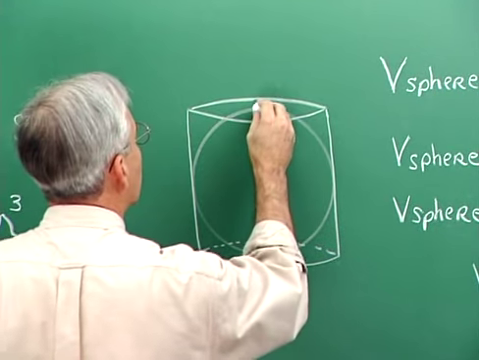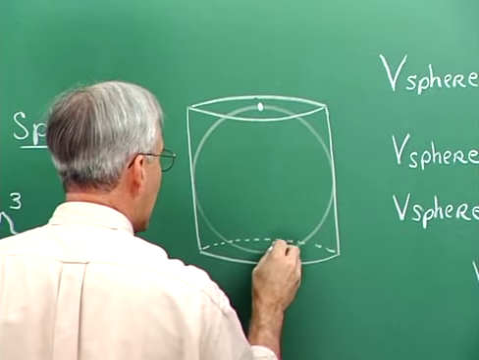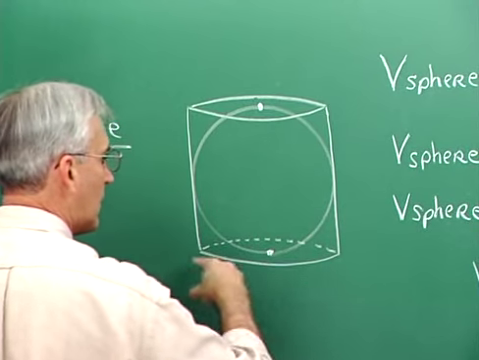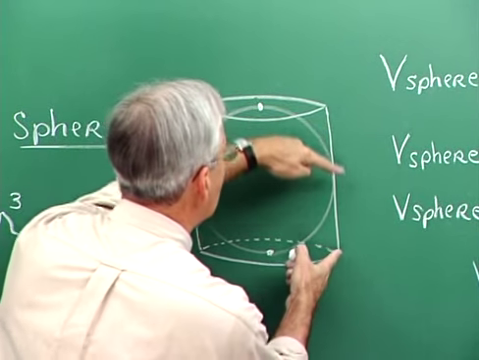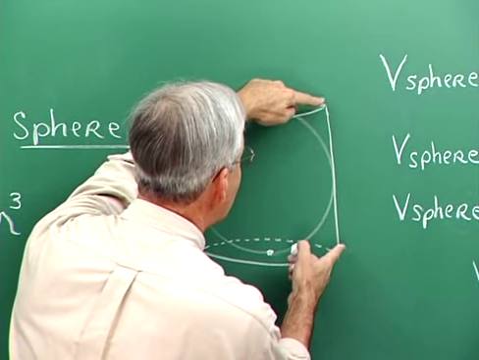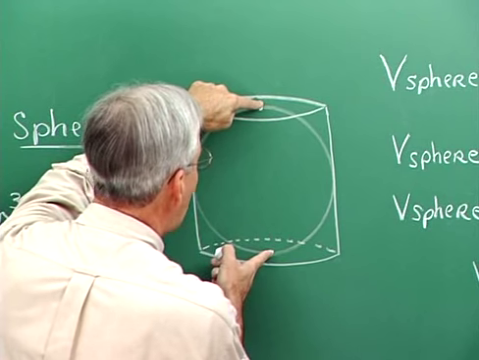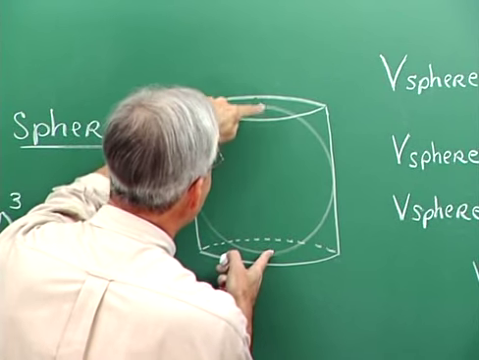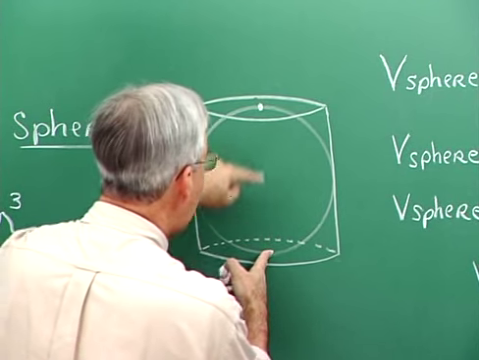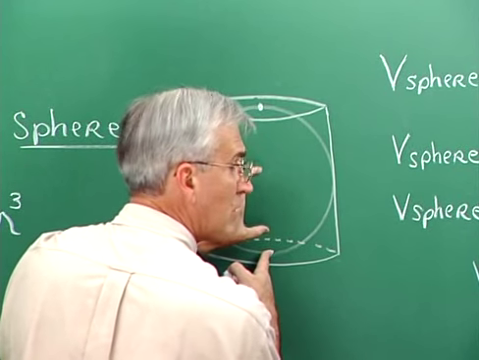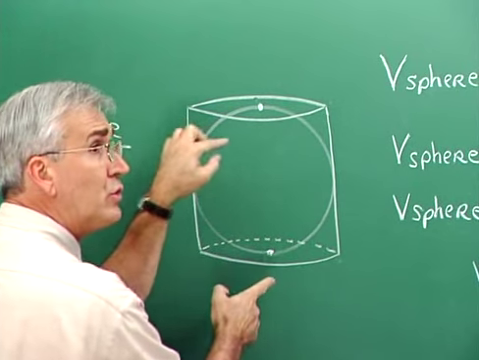Now, this point right here is the very middle of this circular top, and this point right here is the very middle of the circular bottom. And so the height of the cylinder is exactly the height for the sphere. But what is this distance in terms of the sphere? Well, it's a diameter. And a diameter is 2 times the radius. So this height of the cylinder is nothing but 2 times r.